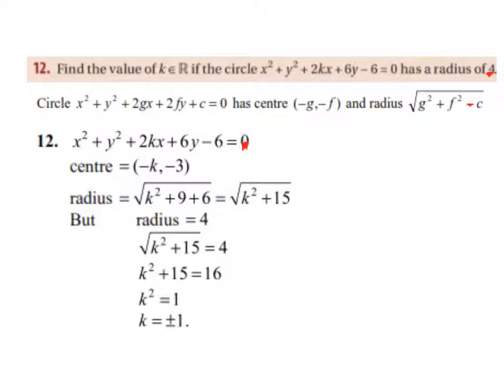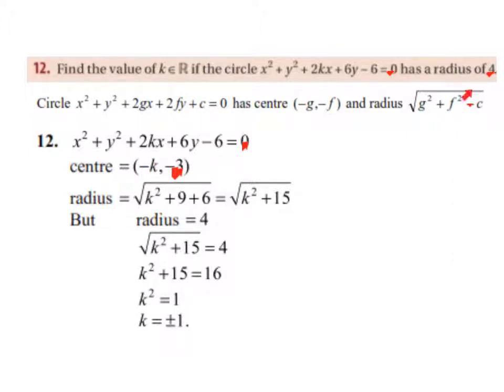So we're going to take the coefficient of x, which is 2k, we're going to half it and change the sign to get minus 1k, or just minus k. And then we take the coefficient of y, which is 6, and we half it and change the sign to get minus 3. So the centre of this circle is minus k, minus 3.